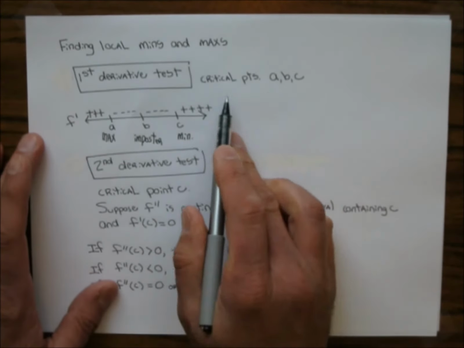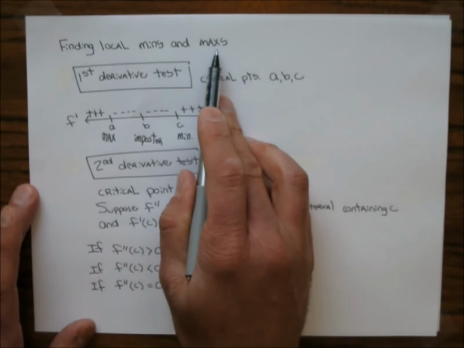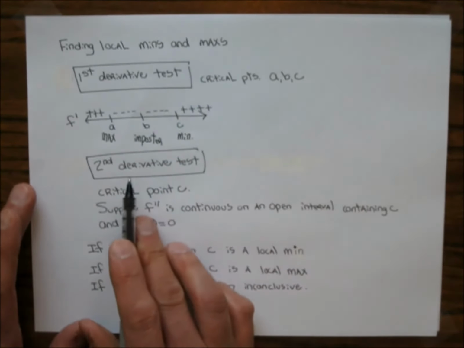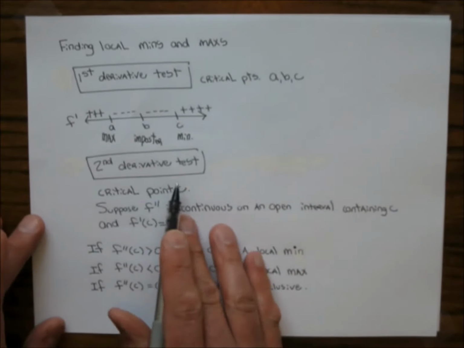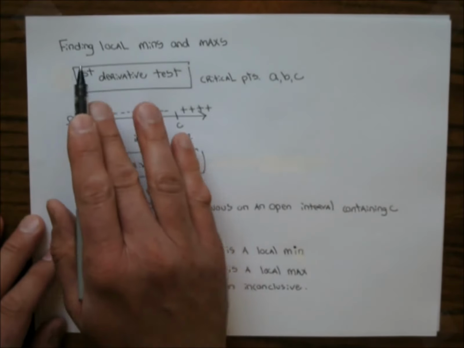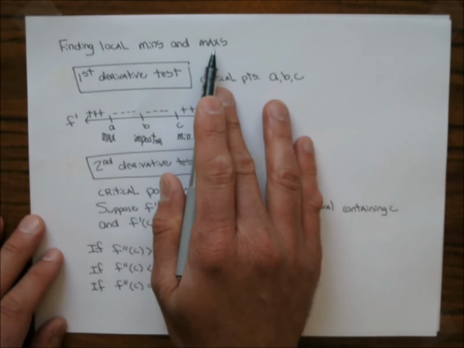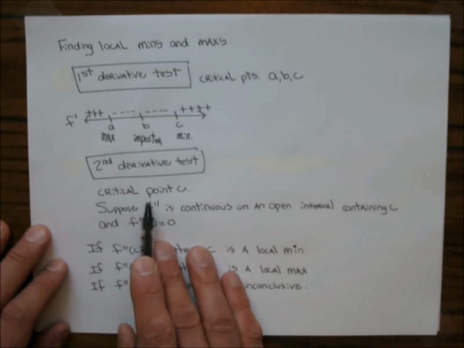So the first derivative test is a way of finding local mins and maxes. But there's something that is in all calculus classes called the second derivative test, which is the test to find what? Local mins and maxes. So here's the second derivative test. You've got a critical point C.